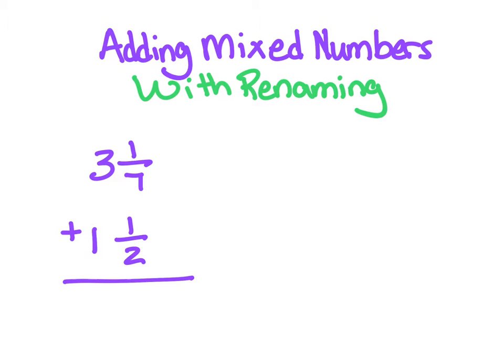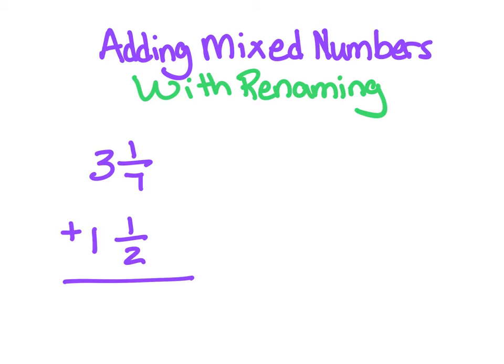Today we're going to be doing some more adding of mixed numbers, but today we're going to have some where we have to do some renaming. When we look at this first problem, we see 3 1/7 plus 1 1/2. First thing we should look at is the denominators, and we will notice that they are not the same.